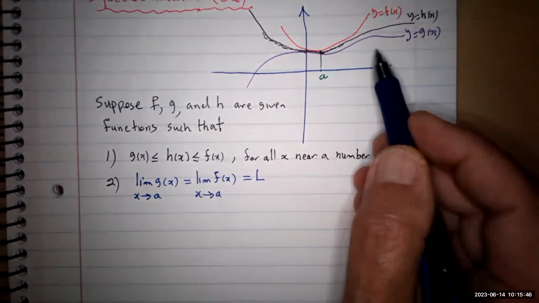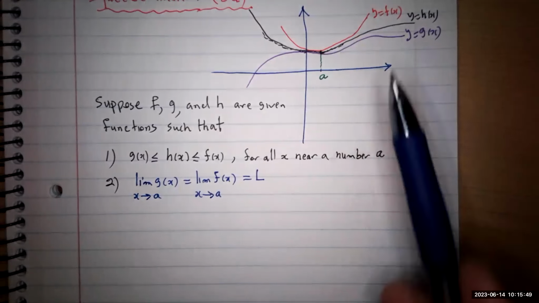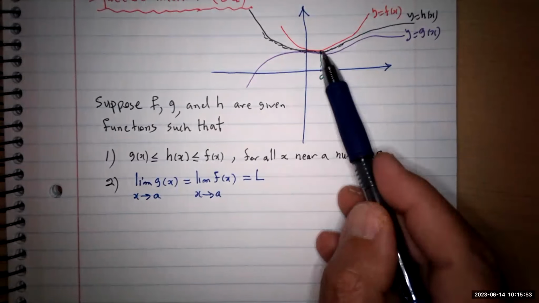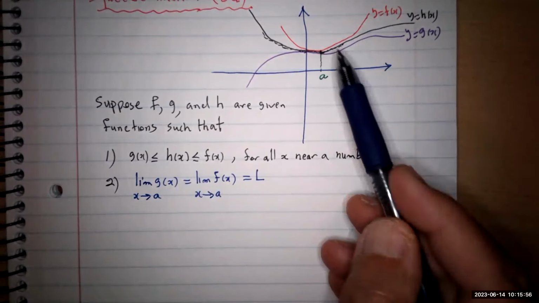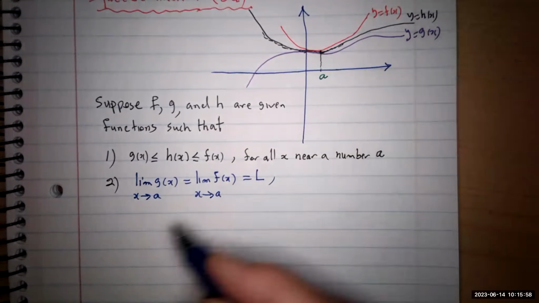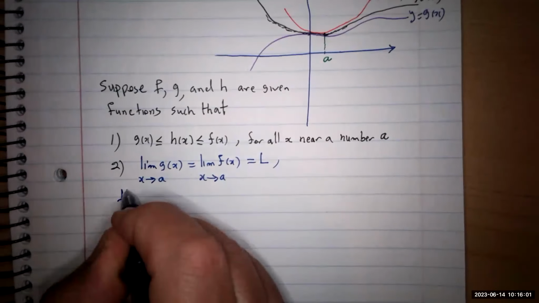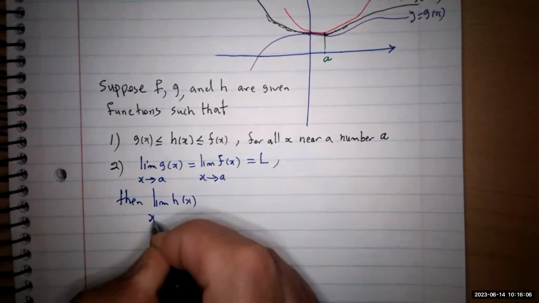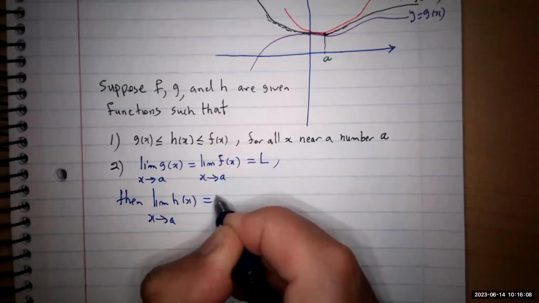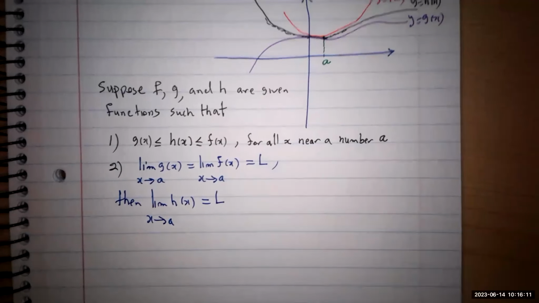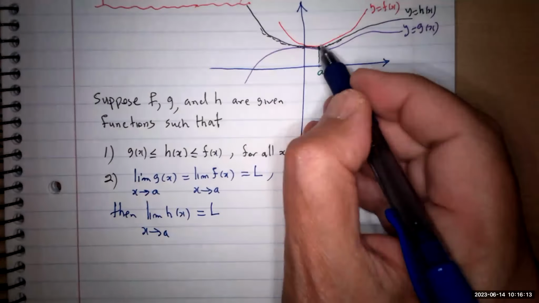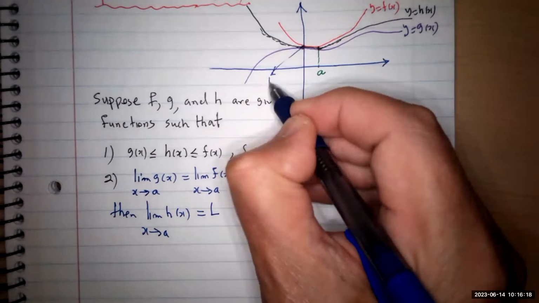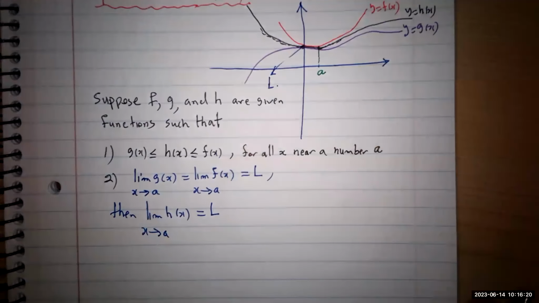So if the limit of the bottom one and the limit of the top one when x goes to a are equal to L, what is going to be the conclusion? The conclusion is that the limit of the middle one, the squeezed one, h of x, when x goes to a is also equal to L. This is what we call the squeeze theorem. You see, L is somewhere here, if you like. That is going to be the L.